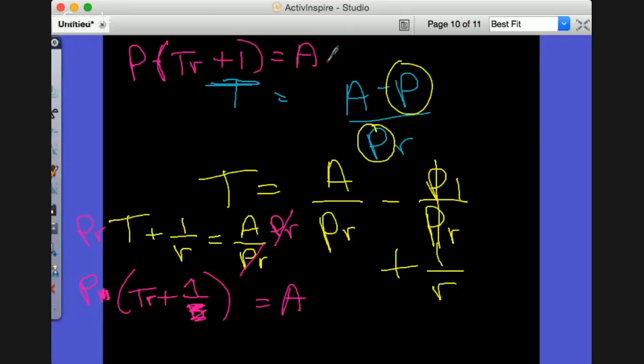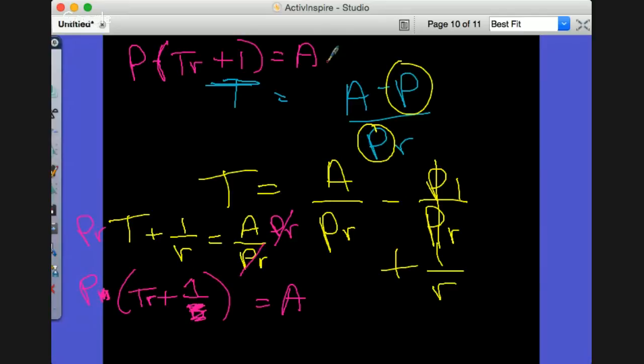Your final answer would be P equals A over TR plus 1. Excellent. Why would it not be R squared? Great question, because this was 1 over r, right? If r was on the top, you'd be right. It would be r squared. But since r is on the bottom, 1 over r times r would be like r over r, which would cancel. Can you see that? Yeah. Awesome.